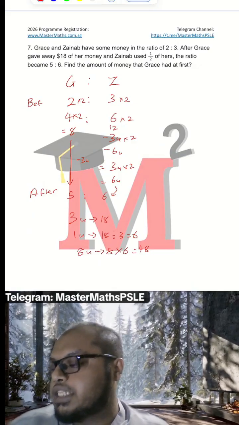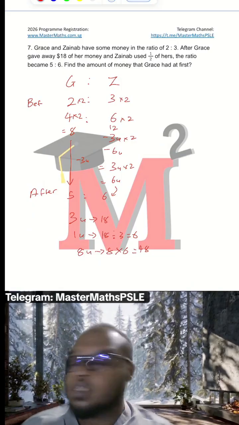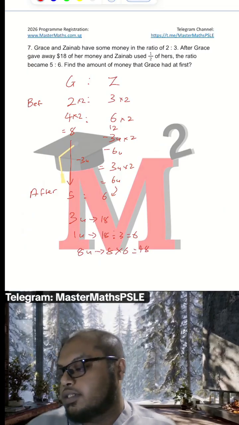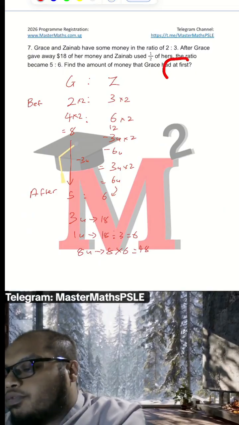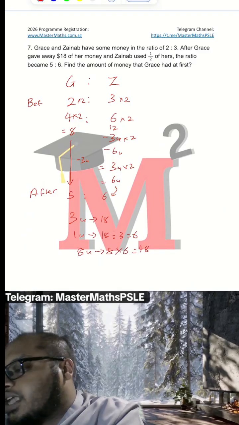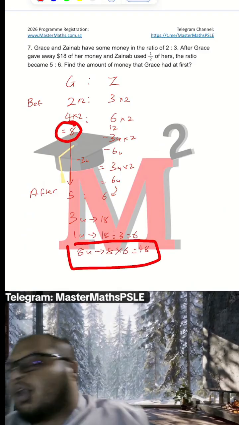3 units is 18. 1 unit is 18 divided by 3 equals 6. And lastly, they're asking for the amount at first. So Grace at first now becomes 8. That's why I calculated for 8 units and not 4 units.